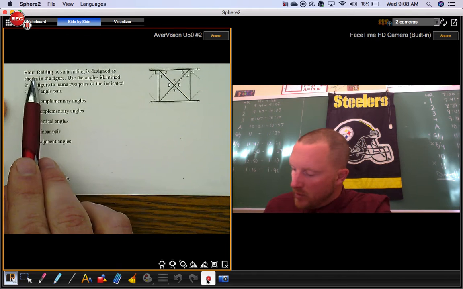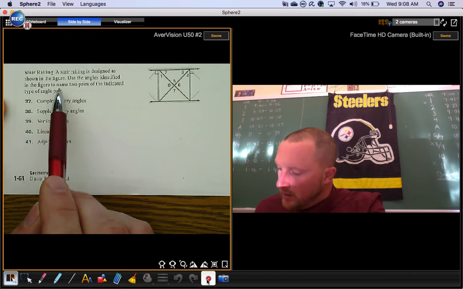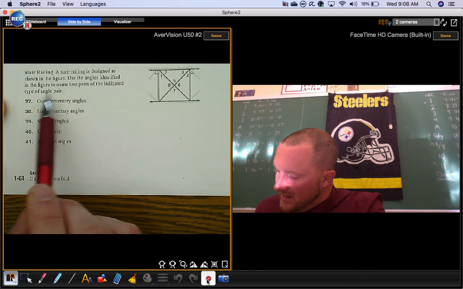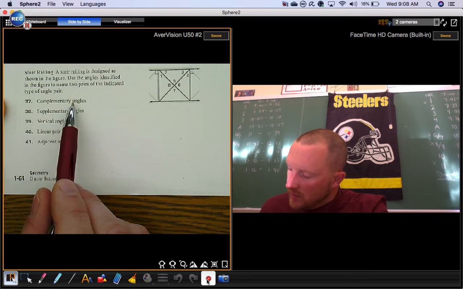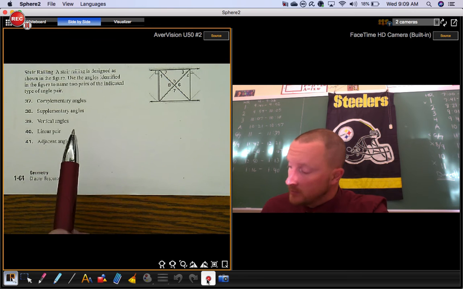The next diagram is about a stair railing. A stair railing is designed as shown in the figure. Use the angles identified in the figure to name two pairs of the indicated type of angle pair. There's going to be multiple ways to do this. Number 37 looks for complementary angles. That's two angles that add up to 90.